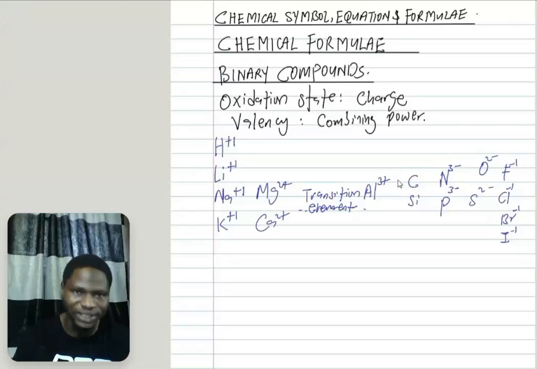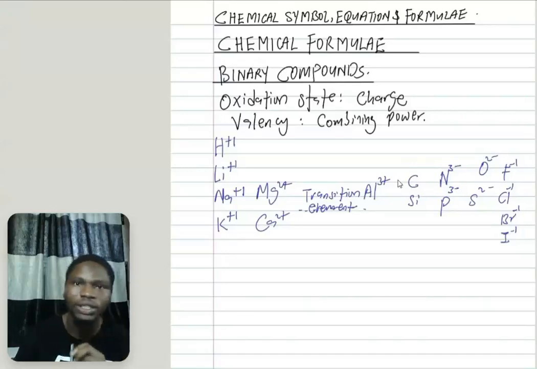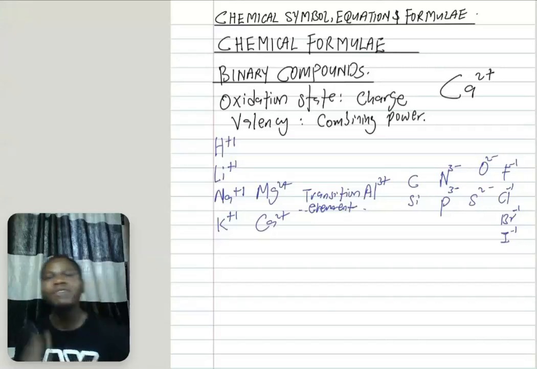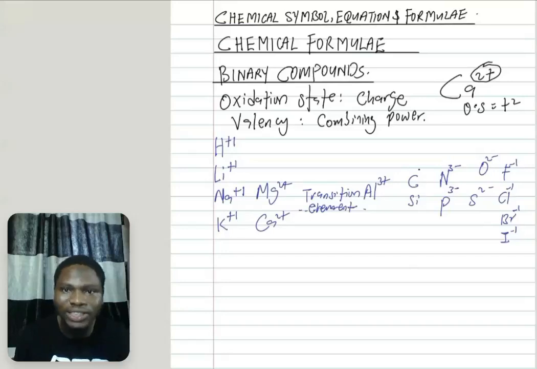What do we call valency? Valency means combining power. Now, there's a difference between oxidation state and valency. If I have something like this, Ca2+, and I ask you to point out the valency and the oxidation state, what will you do? The charge on this element, 2 plus, or you say plus 2, is the oxidation state. So the oxidation state is plus 2. But what is the valency?